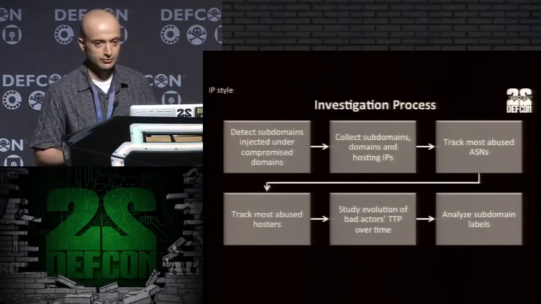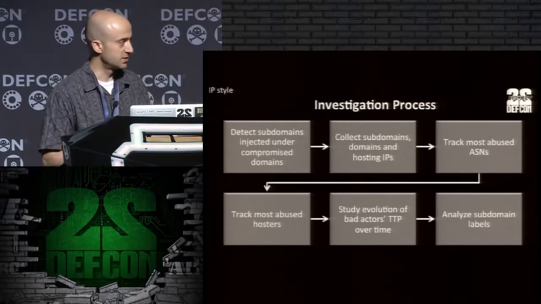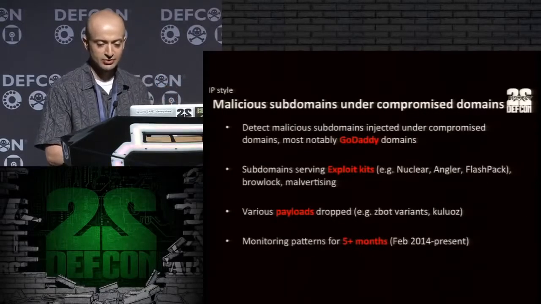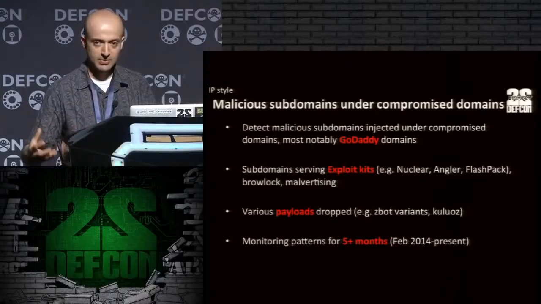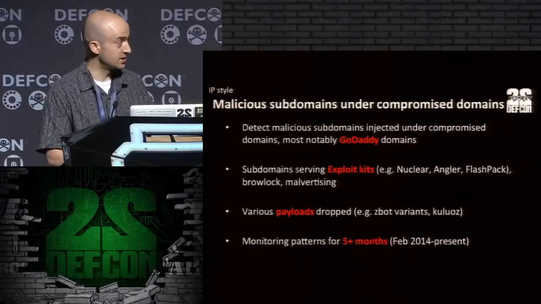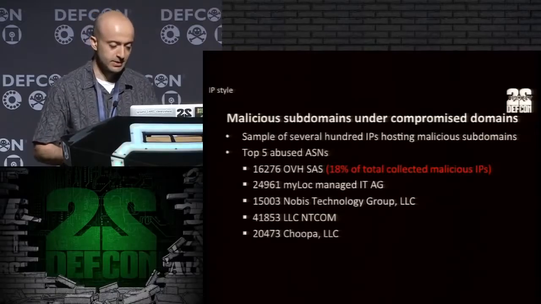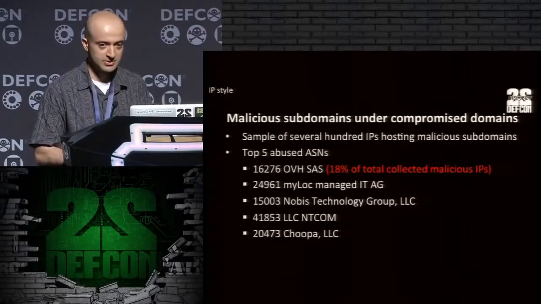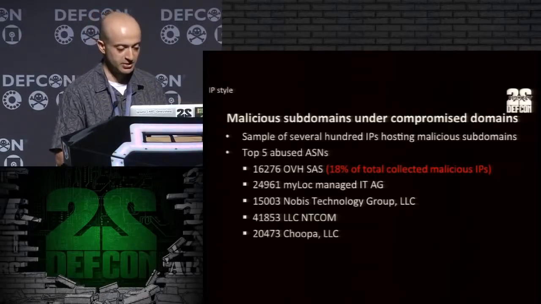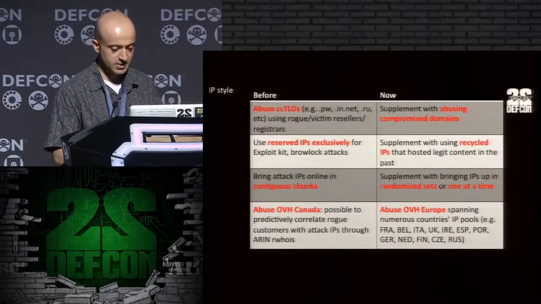And then over time we were able to see the evolution of the techniques and methods of these adversaries, and that was quite interesting. So in this case, these malicious subdomains were delivering exploit kits mainly, and they were dropping Zeus variants if the infection chain succeeds. And GoDaddy was the most abused in this case, unfortunately for them. Now looking at the top abused ASNs, again OVH is on the top. 18% of the IPs in a sample of malicious IPs were from OVH. And we also have ASNs scattered across Europe and North America.